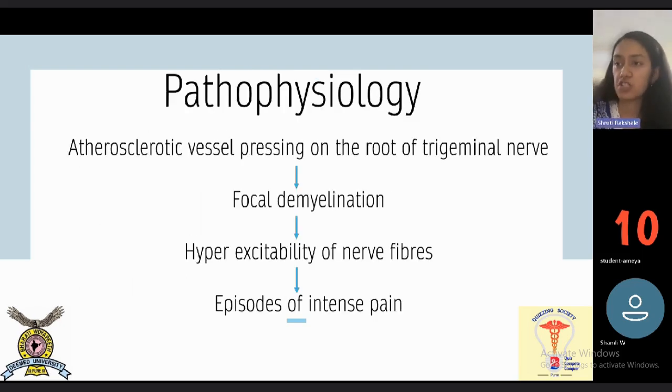Now, the pathophysiology behind trigeminal neuralgia is basically when there's an atherosclerotic vessel that presses over the trigeminal root of the trigeminal nerve. That can lead to focal demyelination, so loss of the myelin sheath over the nerve. That leads to hyperexcitability of the nerves, which can cause episodes of intense pain that keep on recurring.